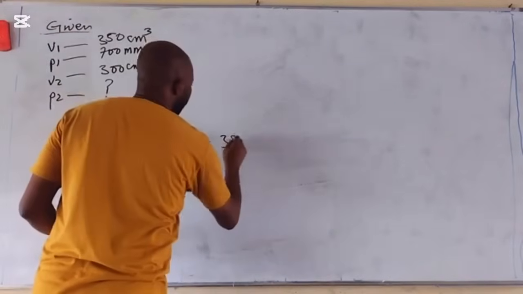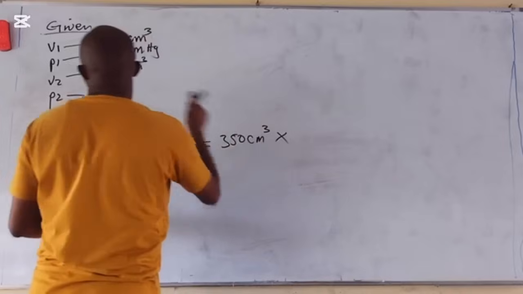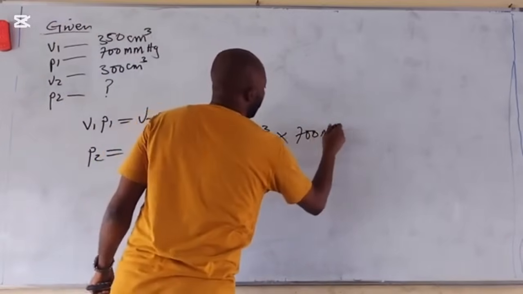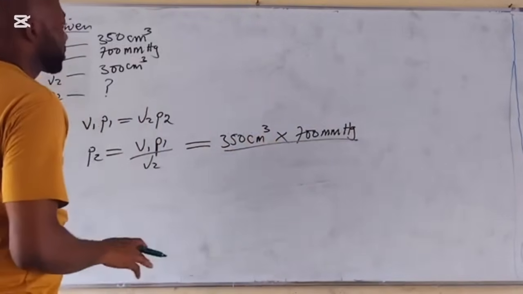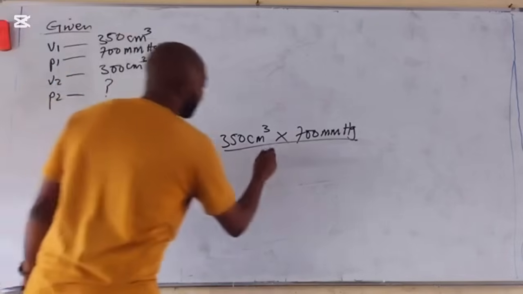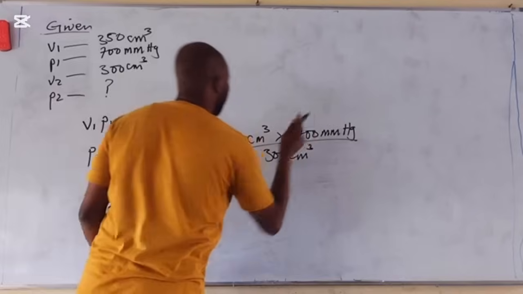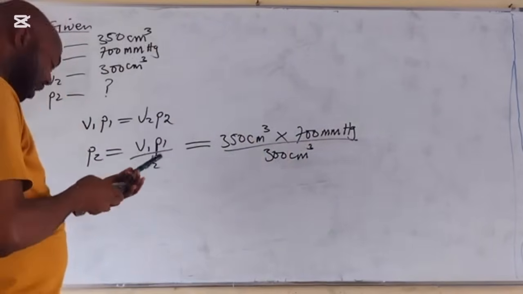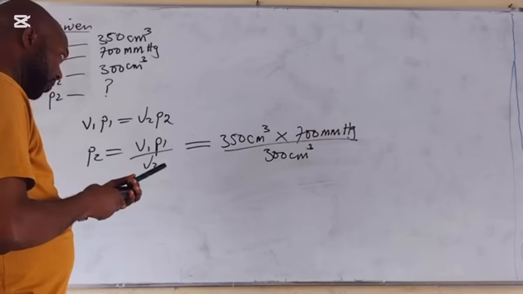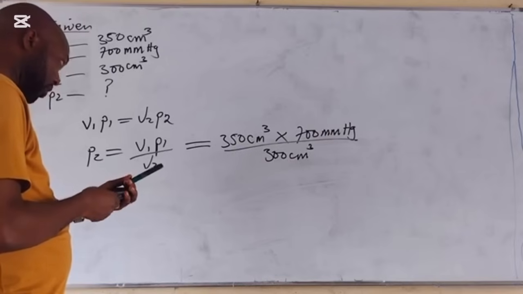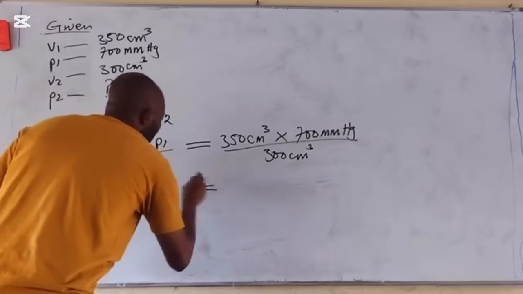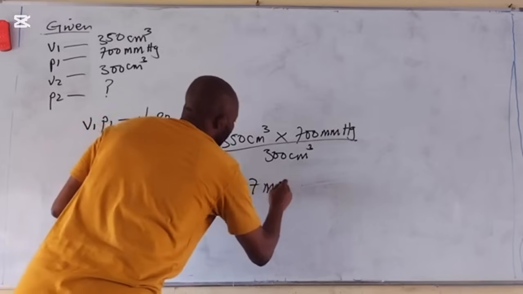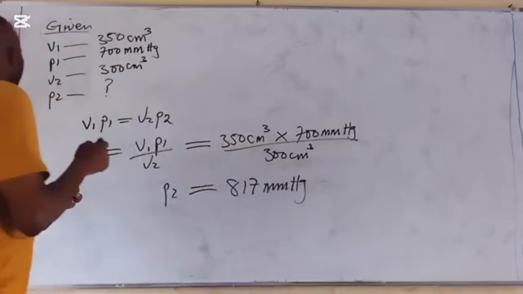V1 is 350 cm cube times P1 is 700 millimeter of mercury, over V2, which is 300. So I have 350 times 700 divided by 300, which is 817. P2 is 817 millimeter of mercury. Okay.